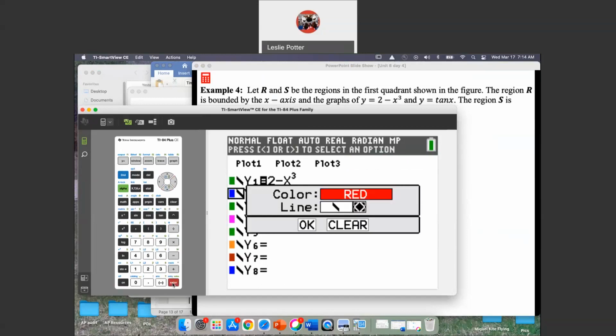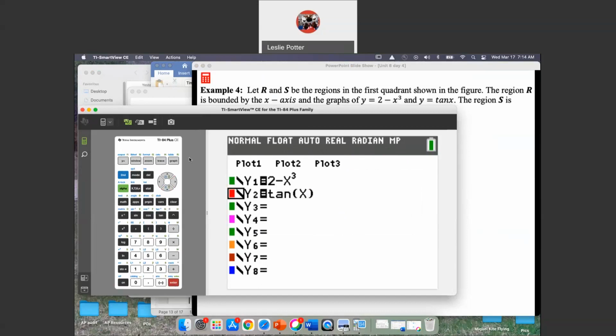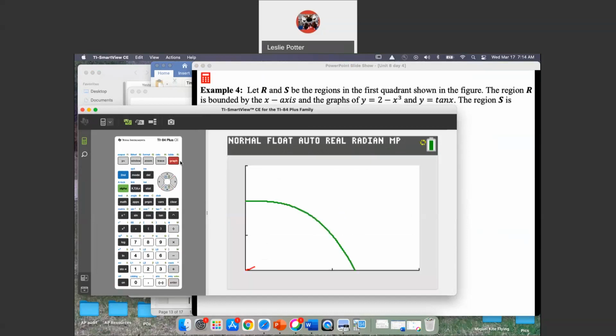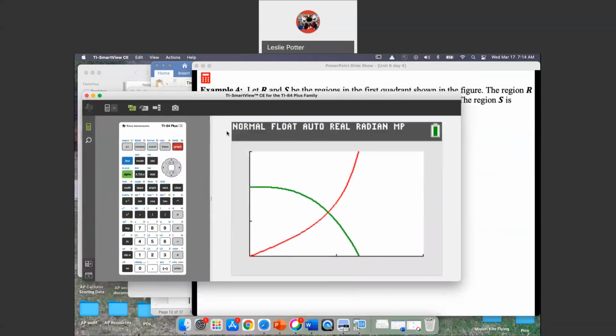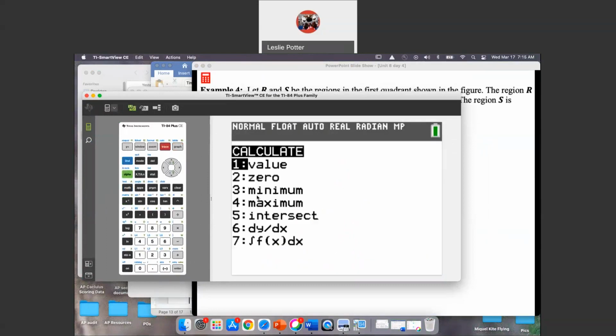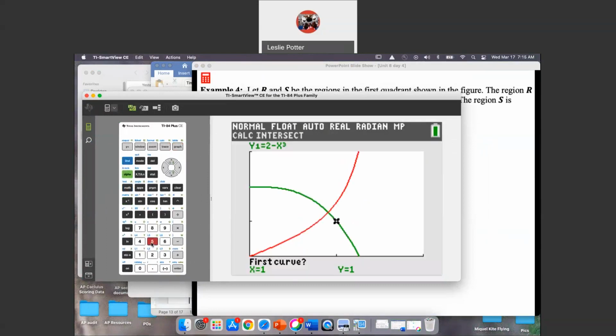There we go. Okay, now it'll look much more like what we have in the problem. So we need to find this point of intersection. We're going to do second calc, intersect, second calc 5. My first curve, notice it's blinking on the green curve, so I'm going to hit enter. My second curve is red, I'm going to hit enter. And I'll back up a little bit closer to this intersection just for the guess.